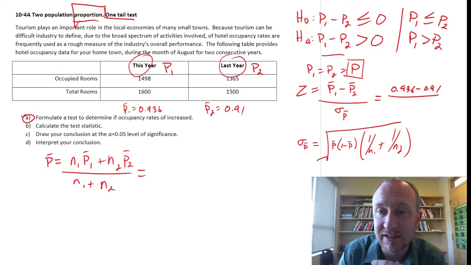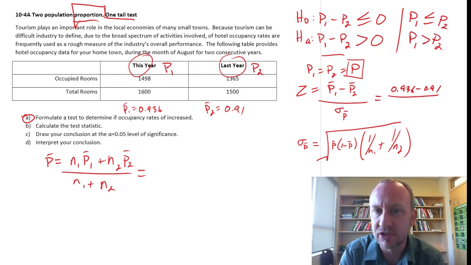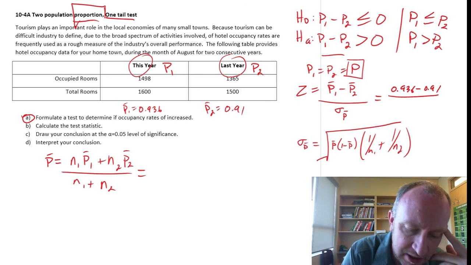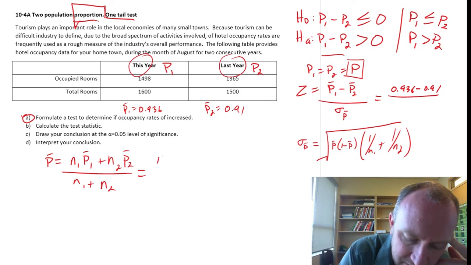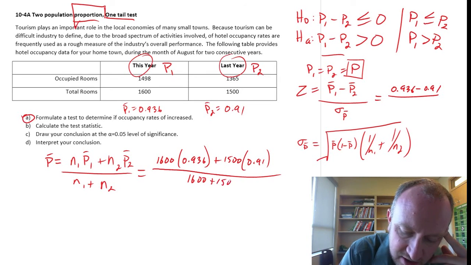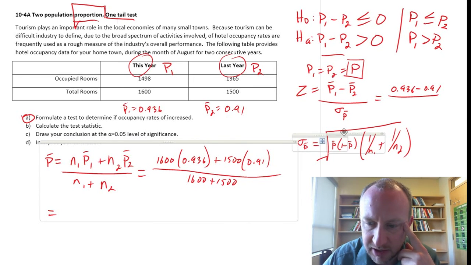So there are two different ways that we can calculate this. I'll do it the first way, just exactly how the formula is written, and then I'll show you what might be an easier way. It depends on what information you've got. So sample size N1, this is 1600, times that sample 1 proportion, plus this one is 1500 times 0.91, divided by 1600 plus 1500.